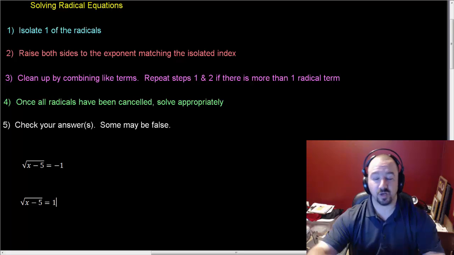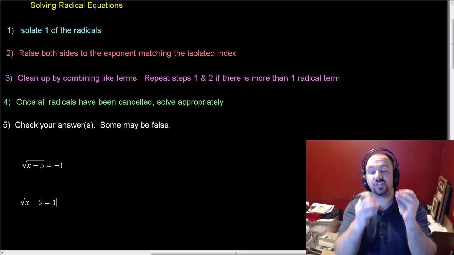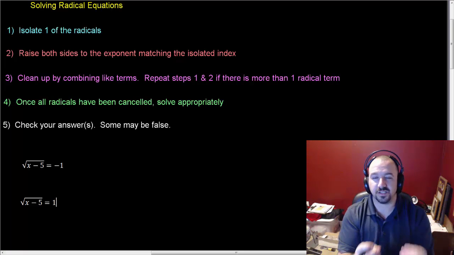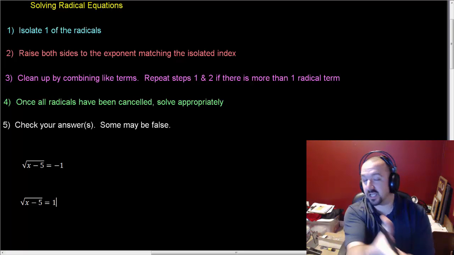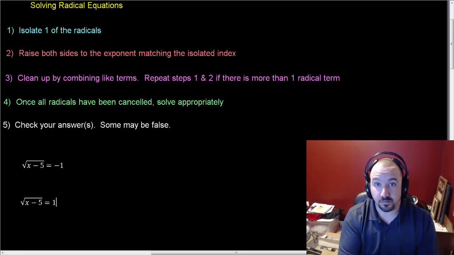I have the square root of, well, in this case it looks like x minus 5, but I'm just going to generically say the square root of something. What does that something look like? It looks like that. Okay, so the square root of something is -1. So I go through what I know.